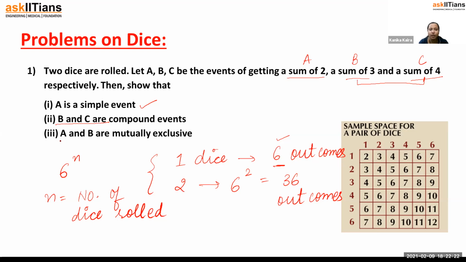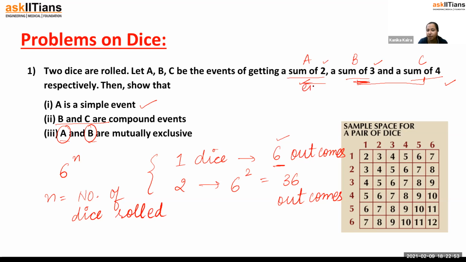And if we talk about A and B, the sum of 2 and sum of 4, they are mutually exclusive events. Like you cannot have the numbers where the sum is 2 and 4. That's practically not possible. Either you get the sum as 2, or... sorry, this is A and B. I'm so sorry for this. A and B, so sum of 2 and sum of 3.